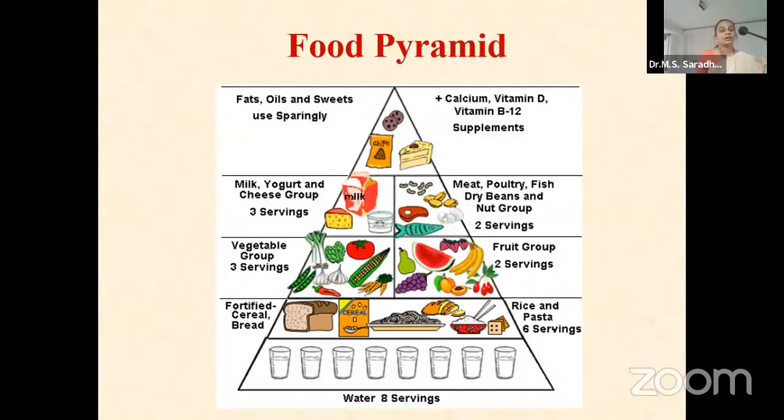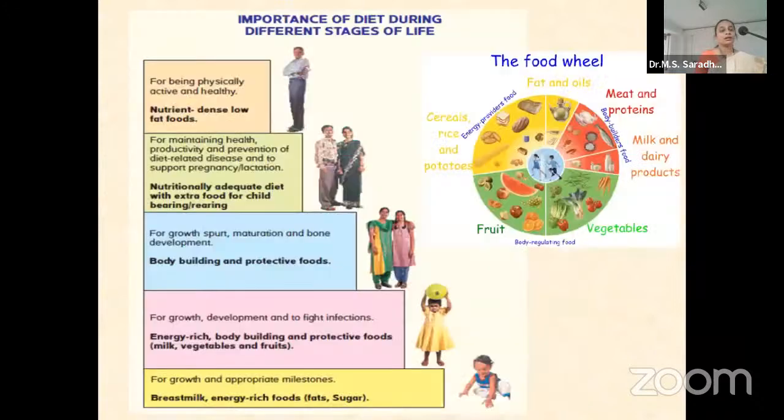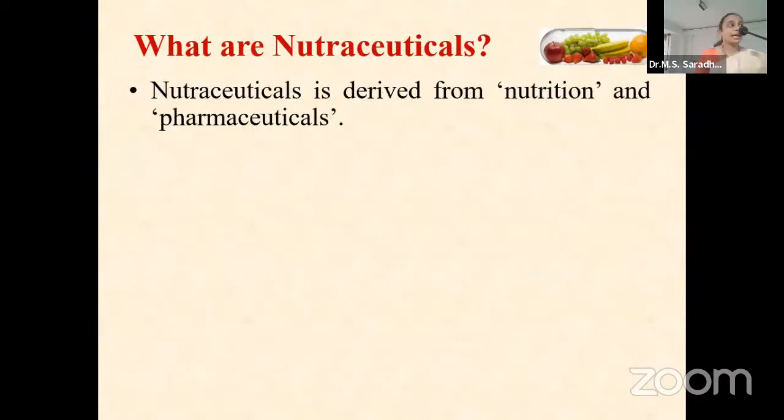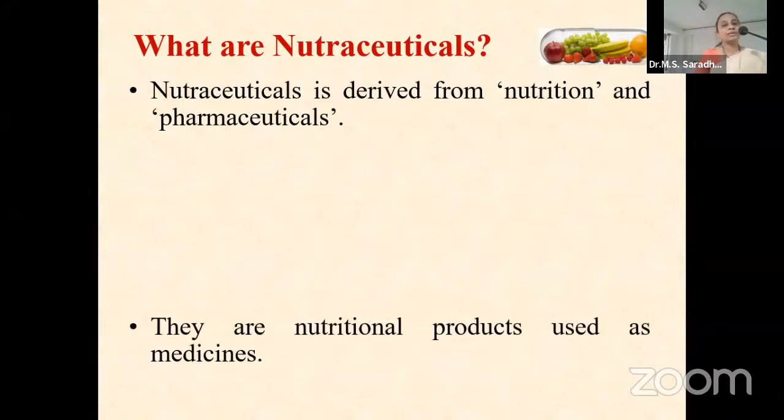Now this slide tells about the importance of diet and nutrients required at different stages of life to give you that kind of activity during that age period. Now let's know what are nutraceuticals. Nutraceuticals, as you had in earlier sessions, is derived from nutrition and pharmaceuticals.